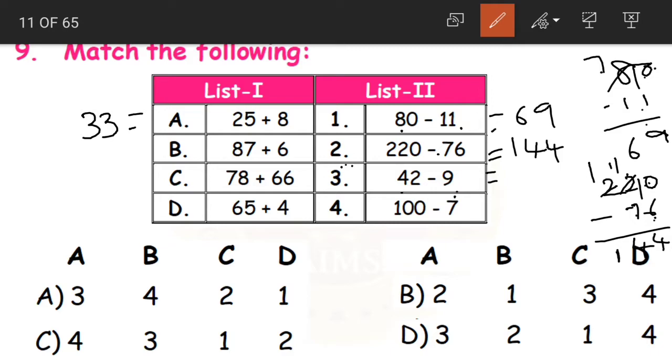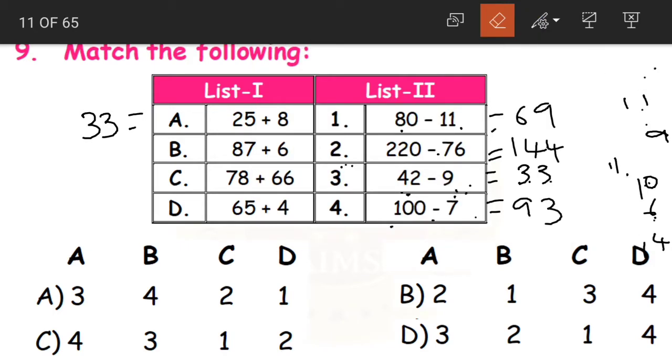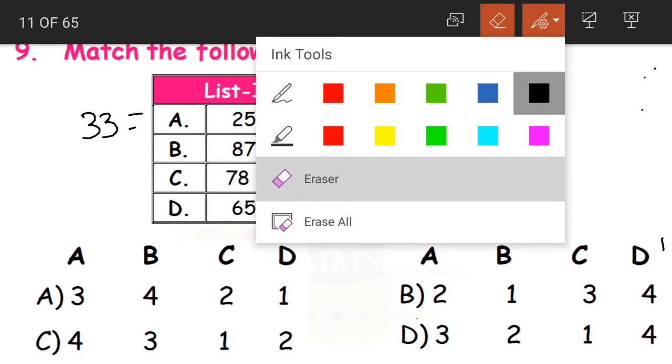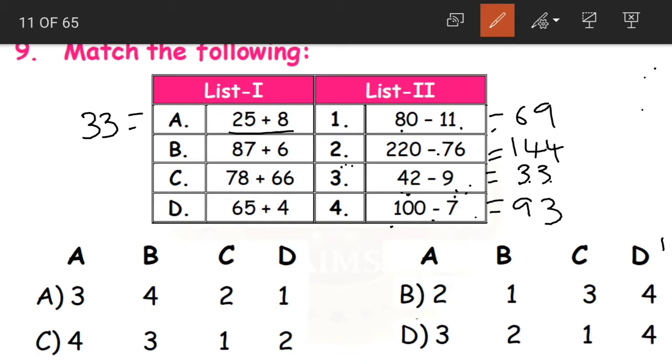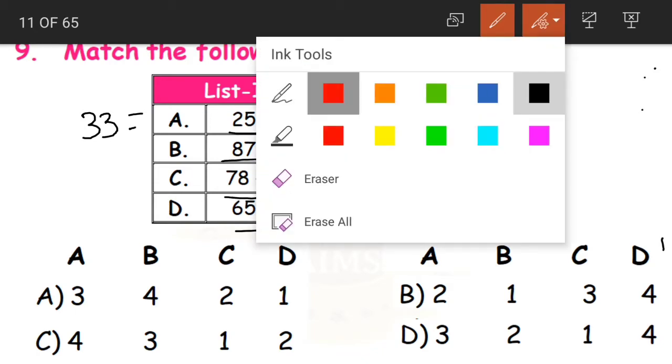49 minus 42 minus 9 is how much, children? 33. Yes, 42 minus 9 is 33. Now lastly 100 minus 7 is how much? 93. Okay, clear? What did we do? We found out all the differences in list 2. Now we should match it with the same sum in list 1.